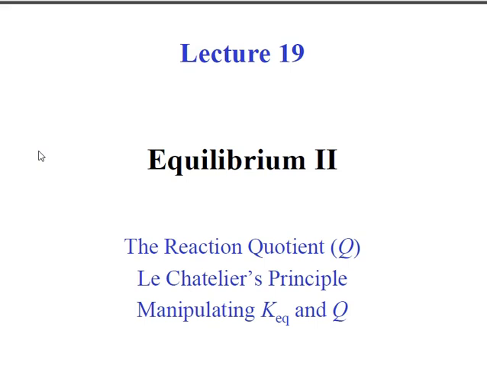And then we'll talk about how you manipulate K and Q if you reverse a reaction, for example, or maybe you multiply the coefficients by 3, or perhaps you're going to put two reactions together. How would that change their K values or their Q values? So first off, we'll talk about what is Q and how do we calculate it and what does it tell us, and then move into Le Chatelier's principle. So those are our goals for today.